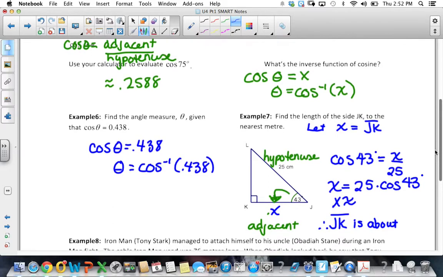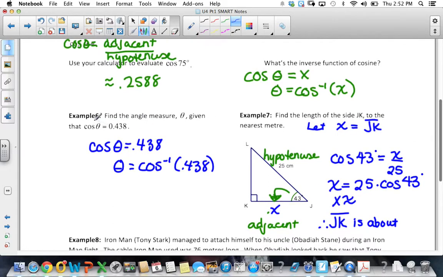So let's try one. We're going to find the angle measure if we're given the ratio. So we're going to do the inverse of cosine of 0.438, and the angle to the nearest degree is approximately 64 degrees.